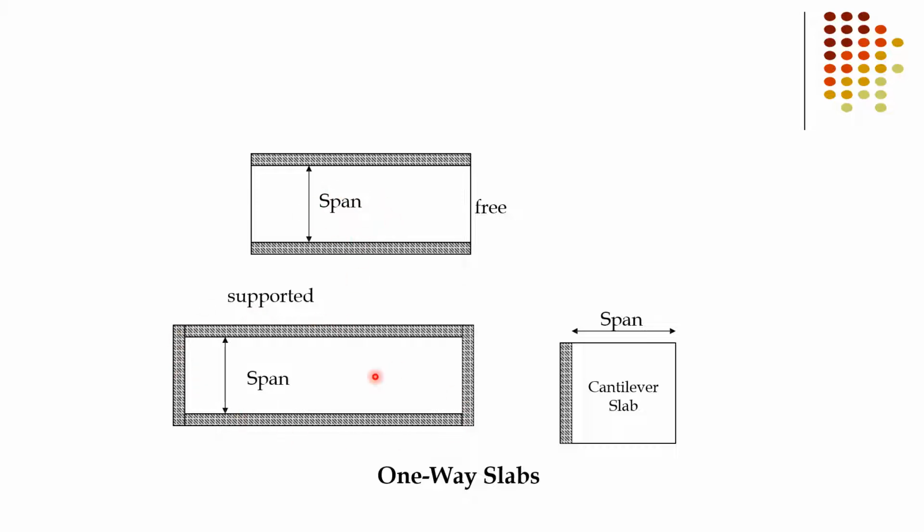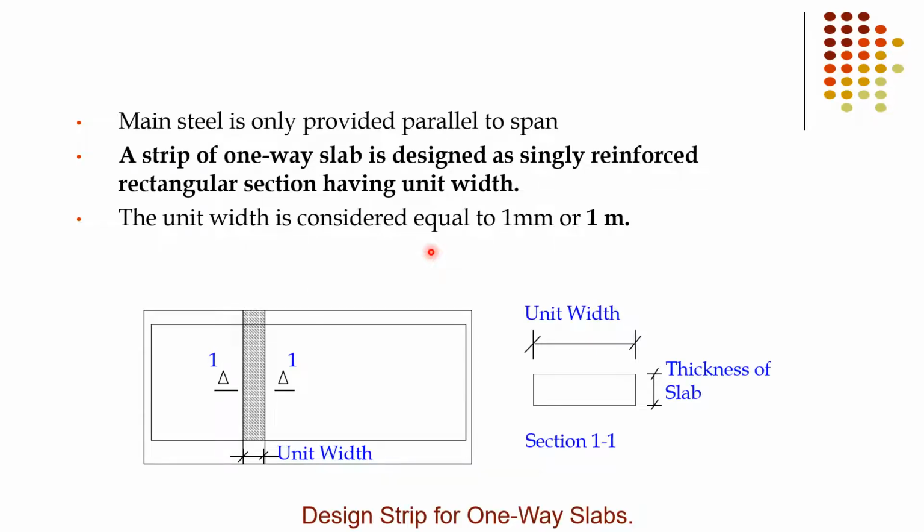Again, the four-sided slab, due to the longer to shorter ratio, will also act as a one-way slab, and the load transfer mechanism will be unidirectional, meaning half of the slab load will be transferred to this side and the other half of the slab load will be transferred to this lower side. Now the cantilever slab, all the load will be transferred to this support. So these all are one-way slabs.